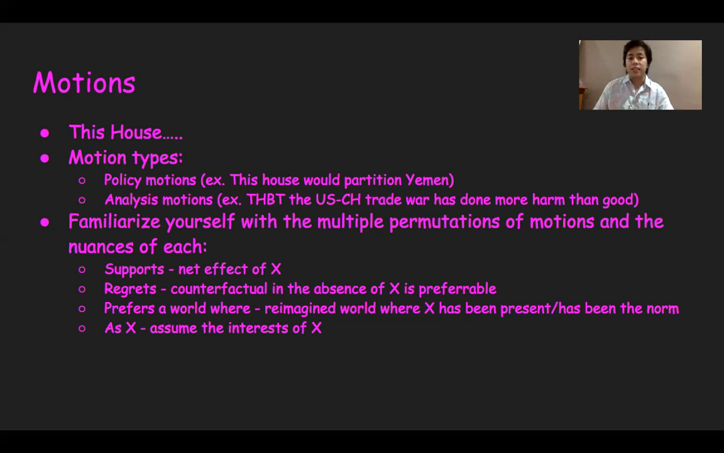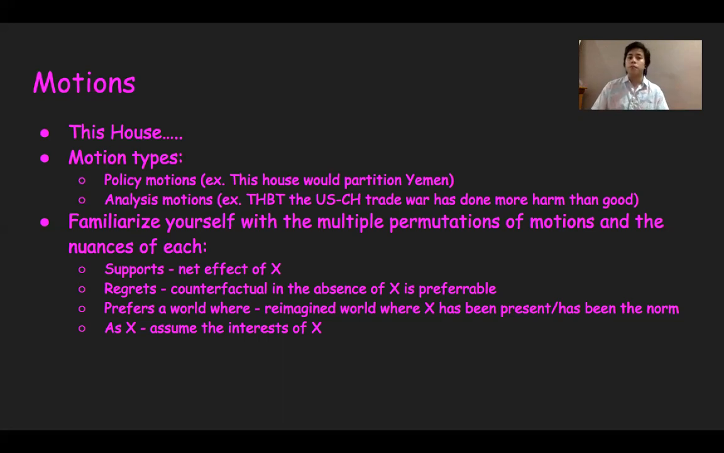The last thing is "this house as X." So for example, "this house as Donald Trump would end the trade war." If it is "this house as X," you have to take X, a person or institution or group, as the house. So you have to assume that their interests are the only interests that are important in the debate. And so this would influence the way that you are nuancing your arguments.